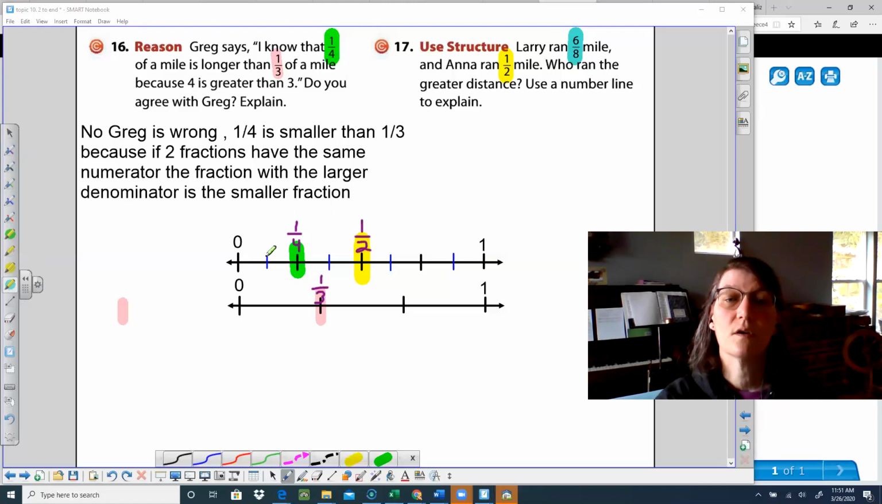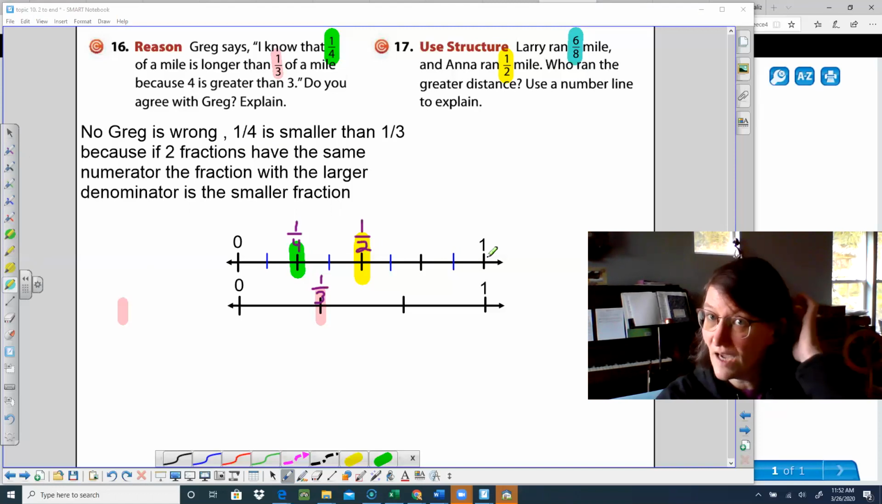So earlier, you remember me saying that I marked this one at 1/8. So let's double check. 1, 2, 3, 4, 5, 6, 7, 8. It took 8 jumps to get all the way to 1. So that is in fact 1/8.